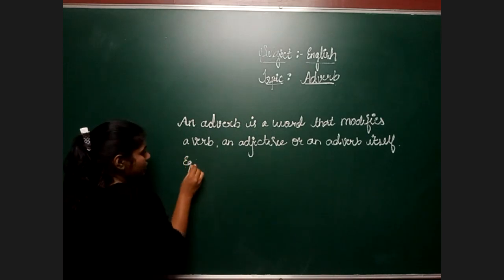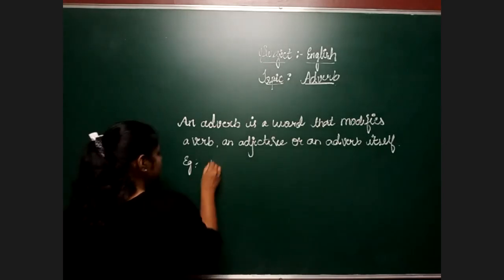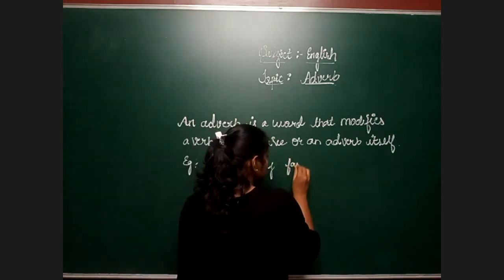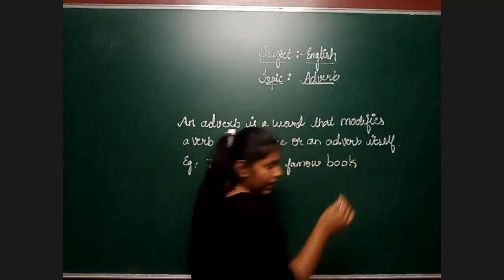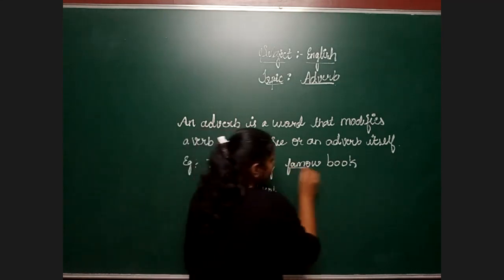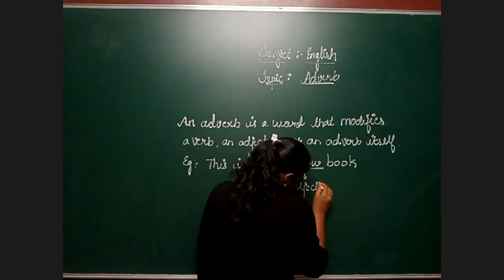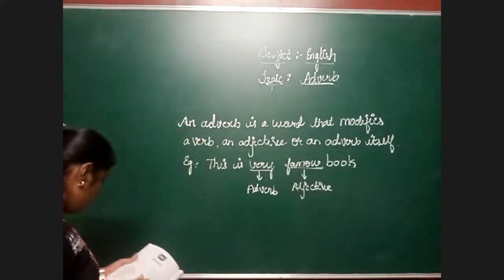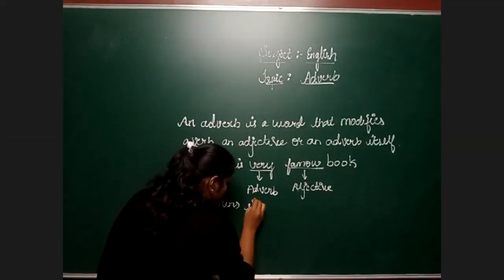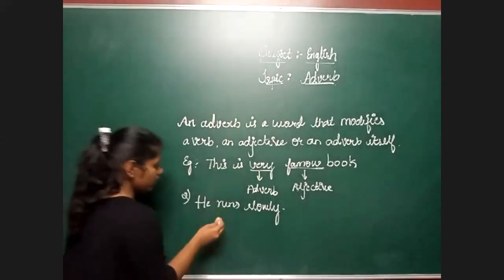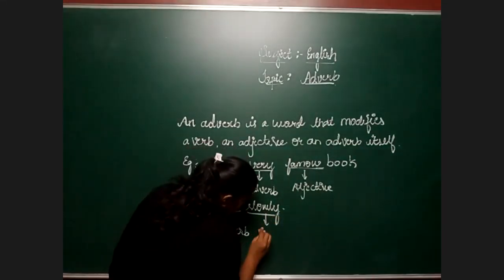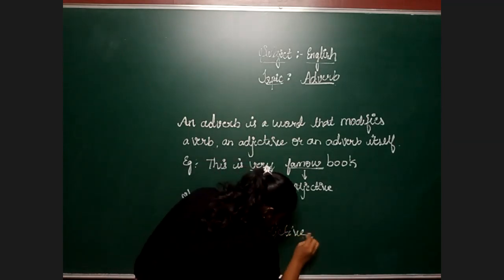This is the example. Look at the example now. This is a very famous book. In the above example, which one is an adverb? Very is an adverb, and famous is the adjective. This is about your adverb. Look at the second example: He runs slowly. What is the verb here? Runs is the verb, and slowly is the adverb. This is about your definition and then example.